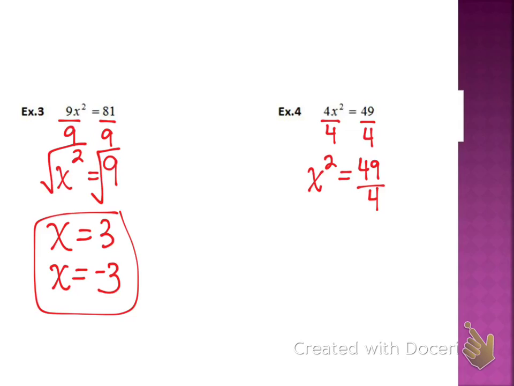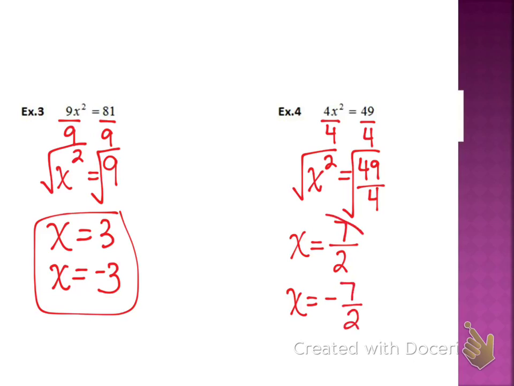So my next step to get x alone is to do what to both sides? Square root. So we just put one big radical over that fraction, and we can take the square root of the top and the square root of the bottom. So our answer will still be a fraction. The square root of 49 is 7. The square root of 4 is 2. So if positive 7/2 is an answer, what else is an answer? Negative 7/2. Those are my 2 answers.